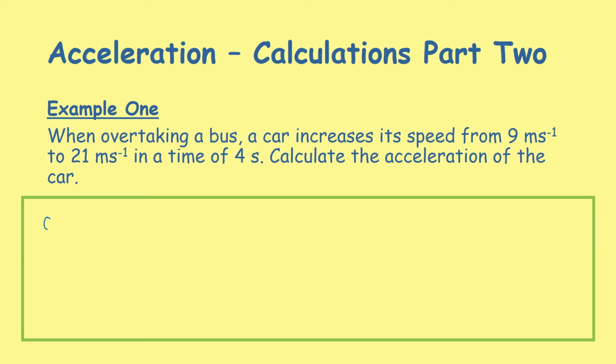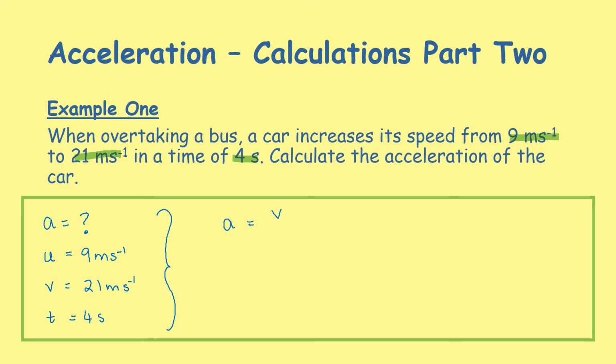So we know we're calculating acceleration, so that's where our question mark goes. The initial speed, so u, we can see in the question, if the car is increasing its speed from 9 meters per second, that's going to be our initial speed. And it's increasing it to 21 meters per second. So that's our final speed. And that's in a time of 4 seconds, so that must be our time there. Now that we have our three values, we can go on to calculate our acceleration using our equation.